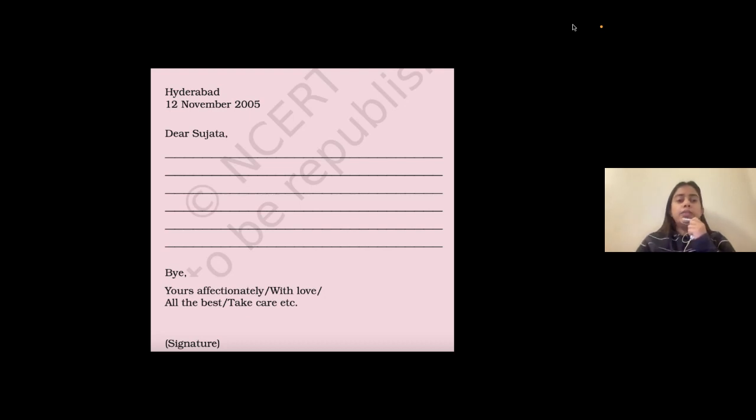So then comes the signature, the closing remark and signature. Now in your formal letter, this is something that you might be aware of, that in your formal letter we do not end our letter with "by." In an informal letter, we can end the letter with "yours affectionately," "by," "with love," "all the best," "take care." These closing terms are not used in your formal letter. And finally comes the signature.